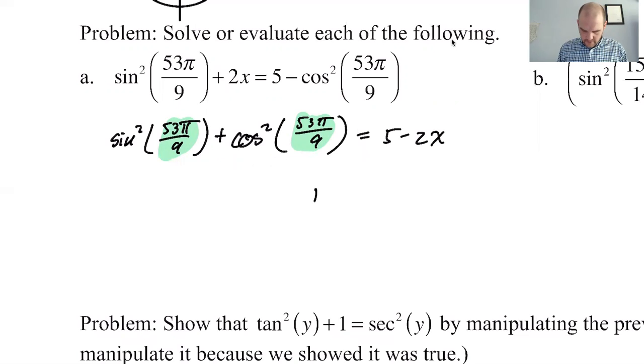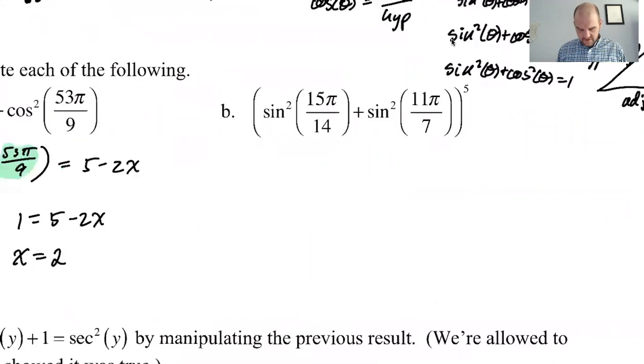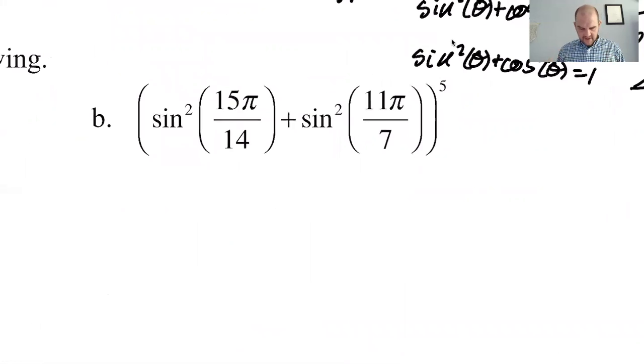It's weird, and that's going to start happening all over the place. You're going to see a lot. Subtract 5, you get negative 4. Divide by negative 2, you get 2. So x equals 2, which is weird, right? And once you get used to it, not that bad, but you got to get used to it.